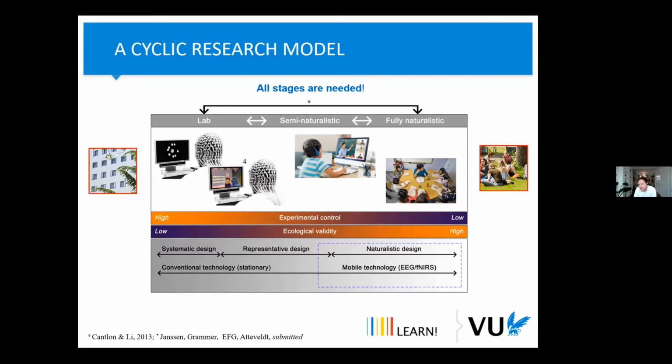And then we have the fully naturalistic studies. They are low in experimental control, high in ecological validity. It's not the best testing ground to test a theory, but it is a very nice way to get new hypotheses. And these, again, can be tested in more controlled lab experiments. So it's a cycle, we think, and we need all these kinds of studies to inform educational practices.